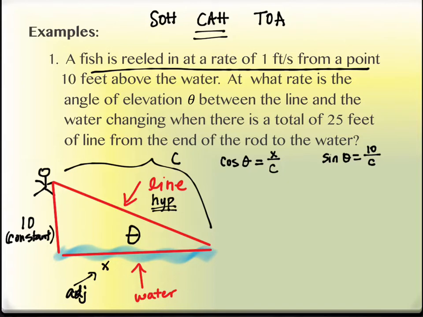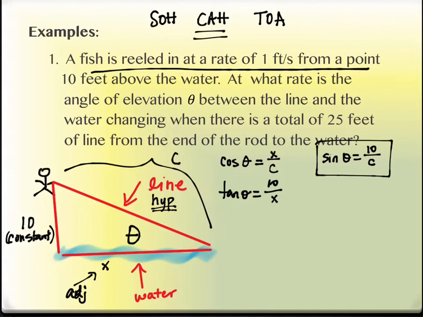Now, the one that's the easiest to take the derivative of is the one that actually has the fewest variables in it. Does that make sense? So while these relationships, and I could set up a tangent relationship as well, there would be nothing wrong with me writing that down. Tangent of theta is opposite, which is 10, over the adjacent, which is x. I could do that as well.